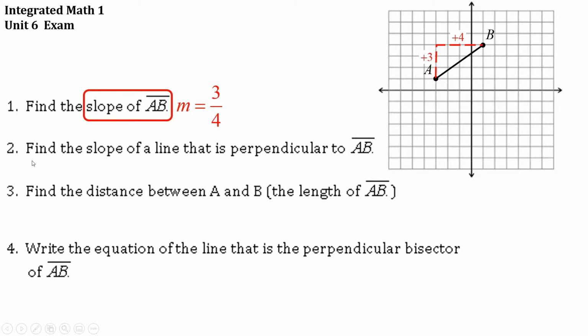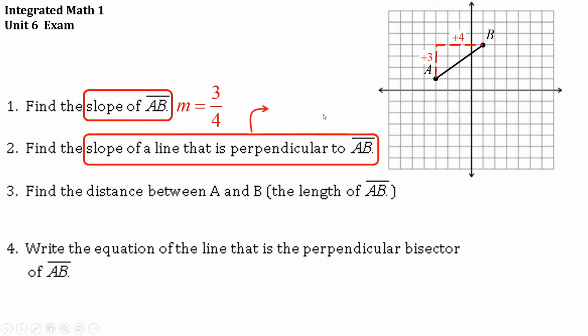Now, number 2, find the slope of a line that is perpendicular to segment AB. Well, you need to know your rule about perpendicular slopes. Perpendicular slopes are negative reciprocals. So what is the negative reciprocal of positive 3 over 4? Well, negative means opposite of, and the opposite of a positive slope would be a negative slope. And then the reciprocal of 3 over 4 would be 4 over 3.